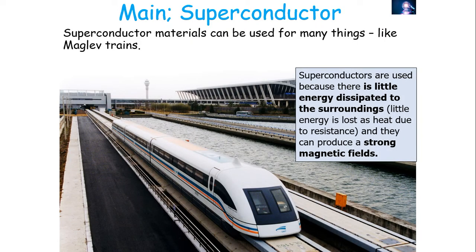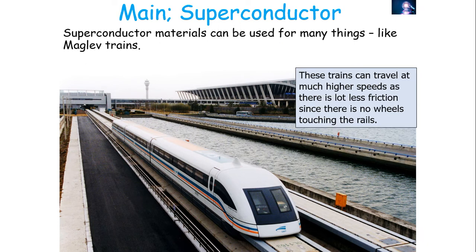Another application of superconductors is something like a magnetic levitation or maglev train. These trains can travel at much higher speeds than normal trains because there's a lot less friction, because the wheels aren't touching the ground. The train is in fact levitating above the surface due to the strong magnetic fields of the superconductor. So there's no friction that way, and therefore it can travel at a much higher speed.